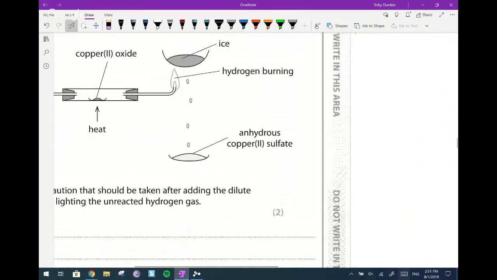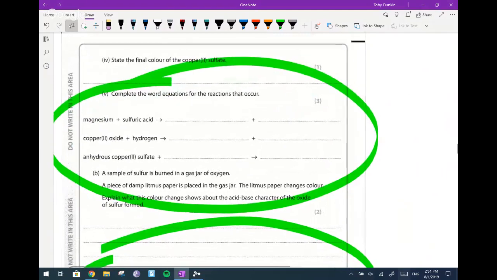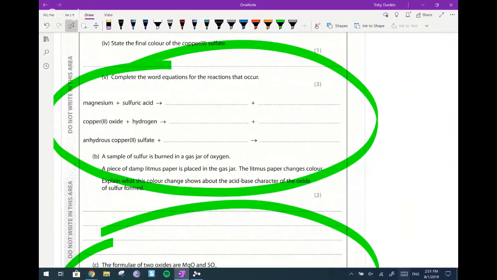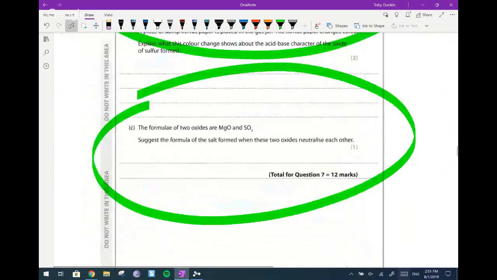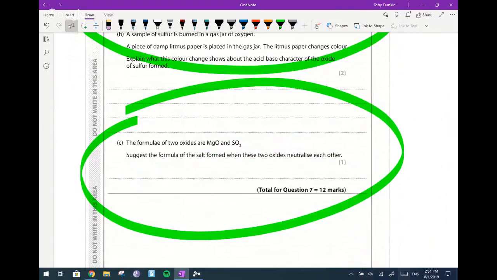Anhydrous copper sulfate plus water, from the picture. That's neat. Clever. Plus water goes to hydrated copper sulfate. I would leave it blank. Yeah. Okay, next calculation: suggest the formula of the salt formed.